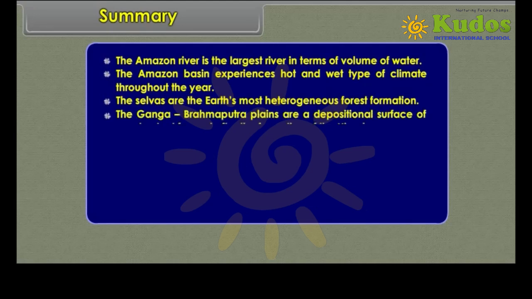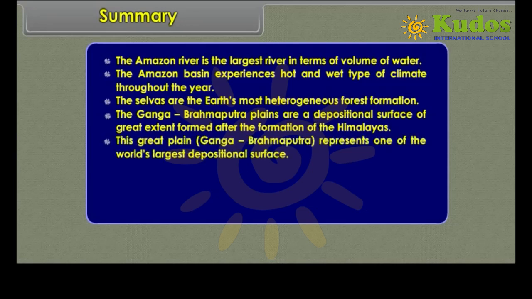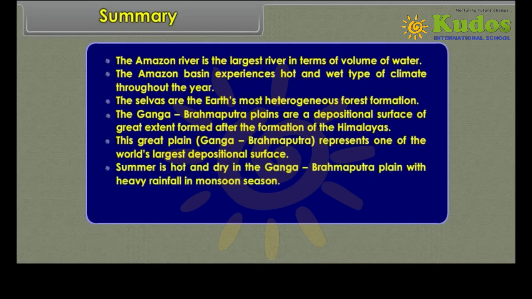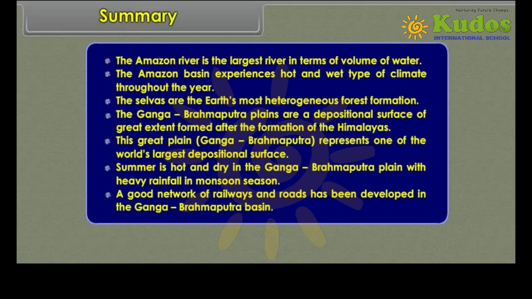The Ganga-Brahmaputra plains are a depositional surface of great extent formed after the formation of the Himalayas. This great plain represents one of the world's largest depositional surface. Summer is hot and dry in the Ganga-Brahmaputra plain with heavy rainfall in monsoon season. A good network of railways and roads has been developed in the Ganga-Brahmaputra basin.